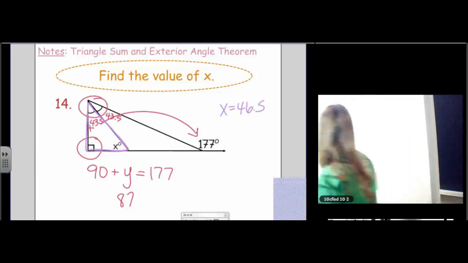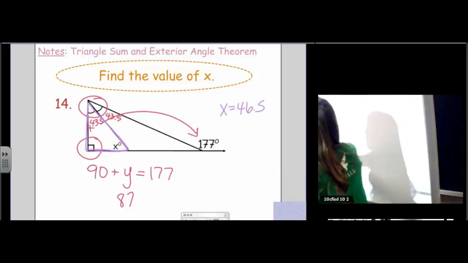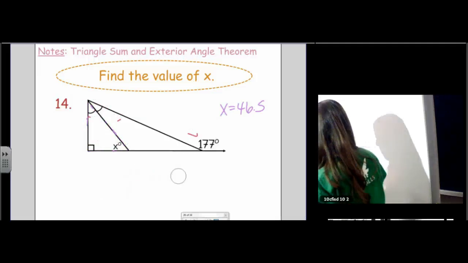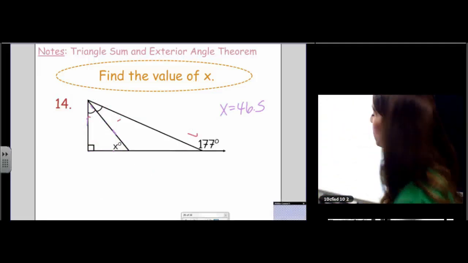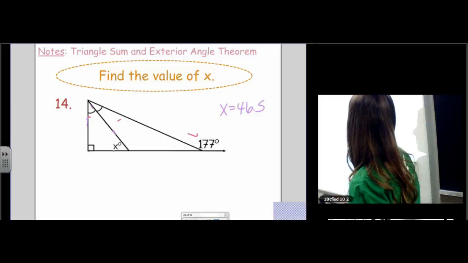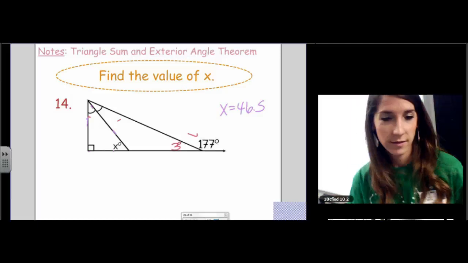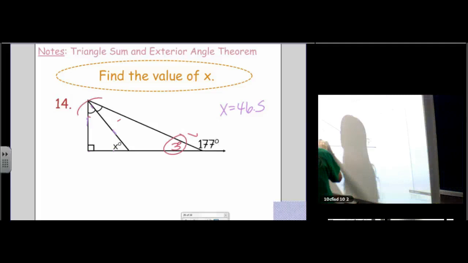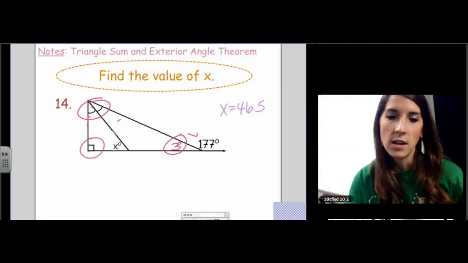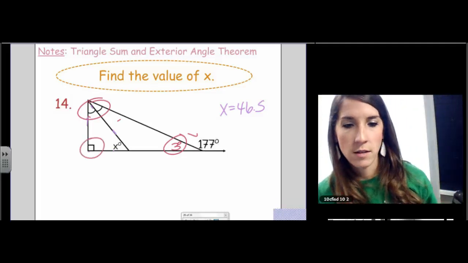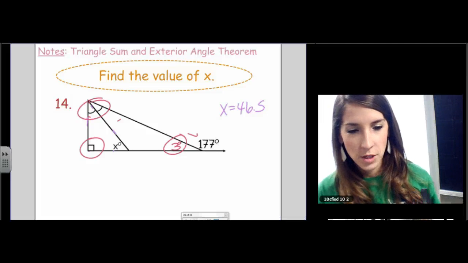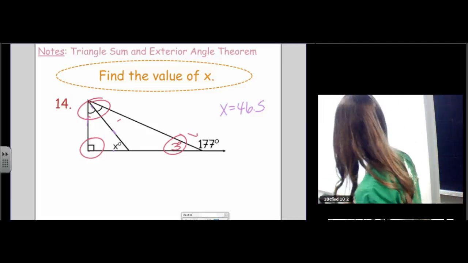But another way to go about this, and I'm sure you might think this other way might be a little bit easier, you can find the linear pair to 177, which is, what, 3 degrees? And then you could say this plus this equals 180. So you could find the missing one, then divide it by 2, and then find x again. So whichever way you think is easier.